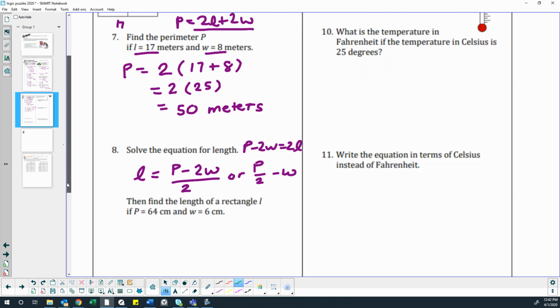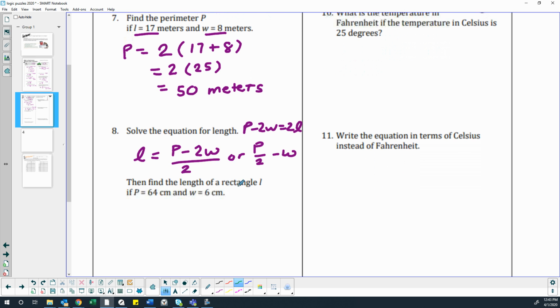Okay, now we just need to plug in P equals 64 and W equals 6. So you can either do 64 minus 2 times 6 and then take that answer and divide by 2, or you can do the 64 divided by 2 first and then just subtract the 6. Either way, either one of these ways works.